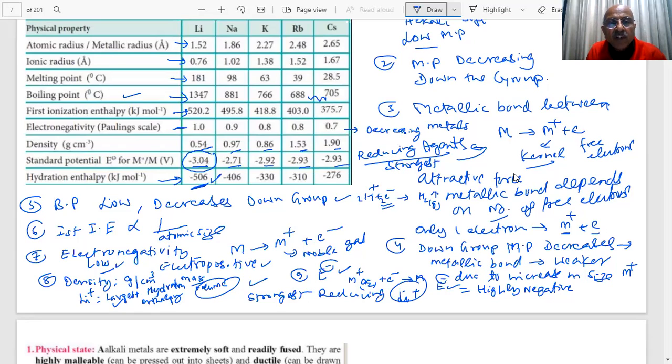Minus 506 kilojoule per mole, because of the smallest size, students, because lithium plus is the smallest size ion. Charge density is very high. Therefore, the hydration enthalpy of lithium plus is highest, and therefore lithium is the strongest reducing agent. Clear?